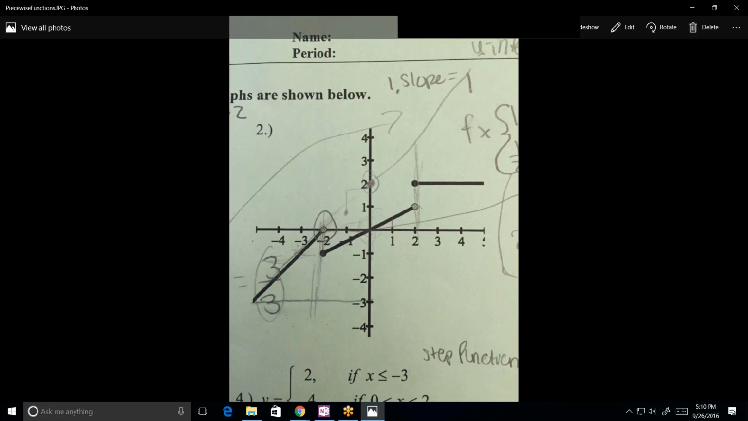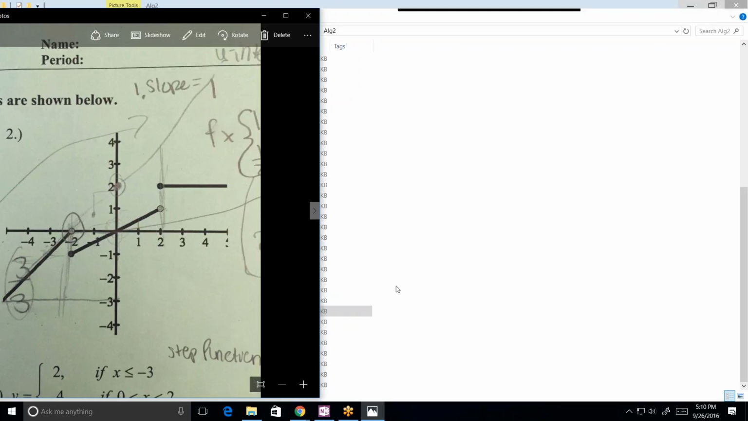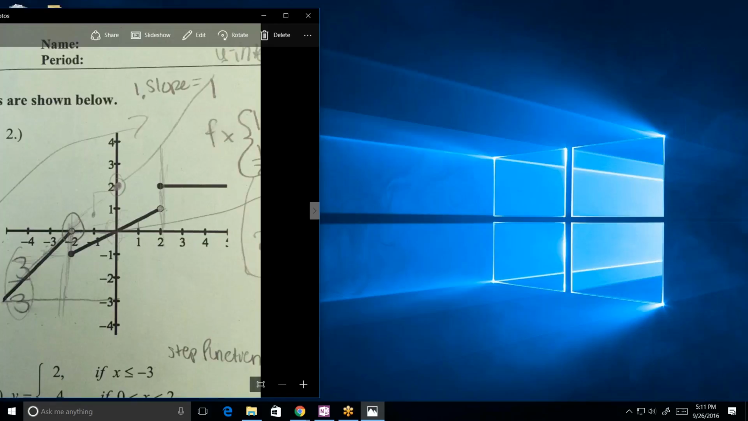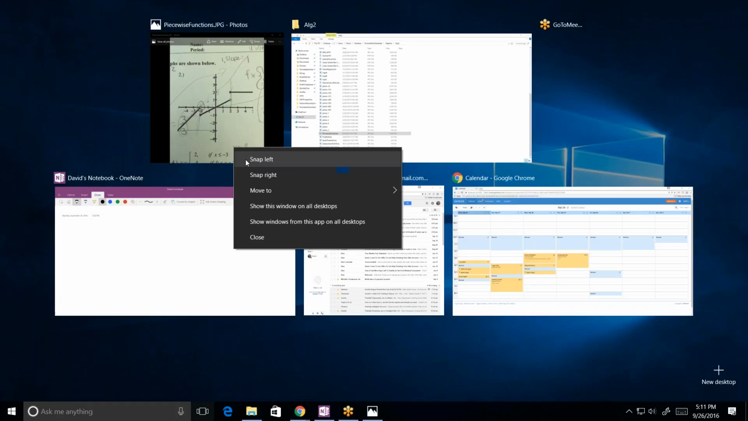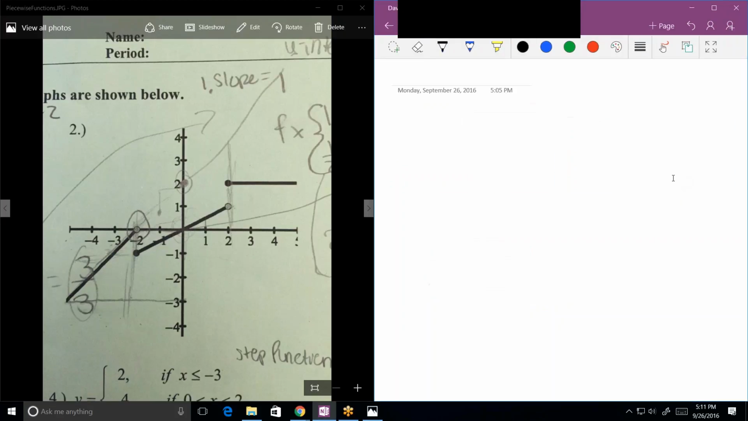Since we're short on time, let's take this function and figure out the equation of it, because you have to be able to do both. Let me get both screens up here that I need. All right, here's what we're going to do. Our function is going to be some f of x, and it's going to look like that.